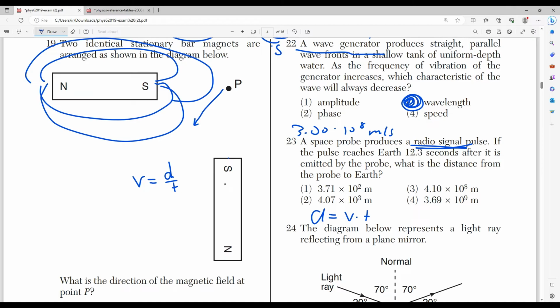So if distance is equal to velocity times time, then you have to do the velocity, which you know is the speed of light, which is this big number, right, times the 12.3 seconds it takes, and if you actually multiply this out, you should get an answer of 4.